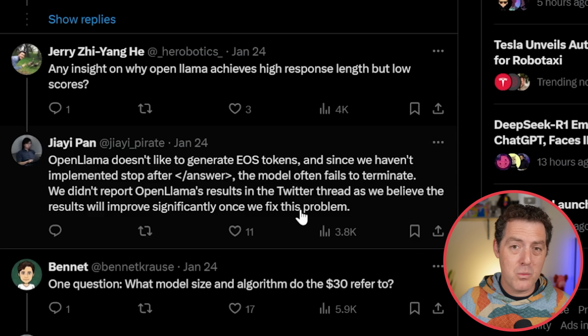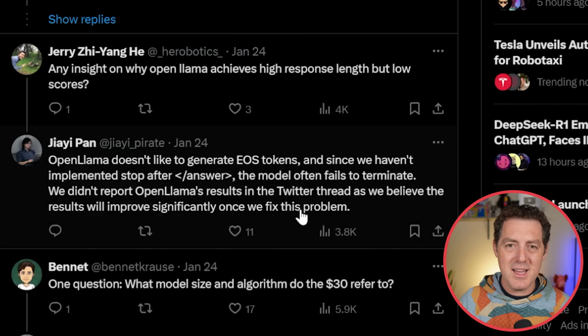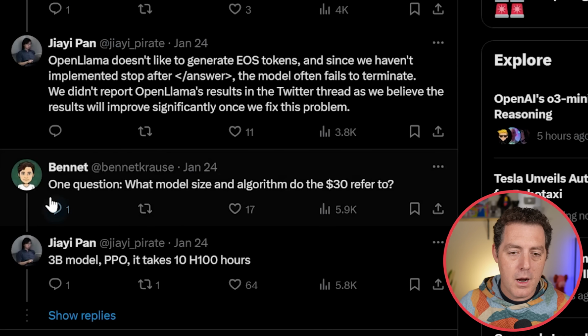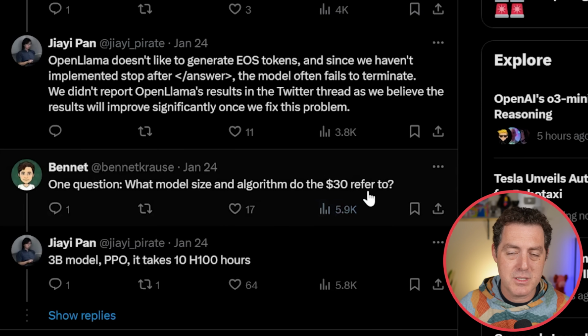It doesn't really matter which reinforcement learning technique you're using. Of course, there's going to be little optimizations here and there, but this is so exciting because it's such a generalized emergent capability from reinforcement learning. All right, one question, what model size and algorithm do the $30 refer to? 3B model, 3 billion parameter model, PPO reinforcement learning, and it takes 10 H100 hours, which is the $30.